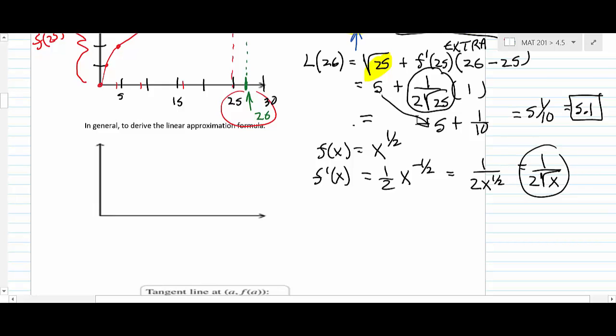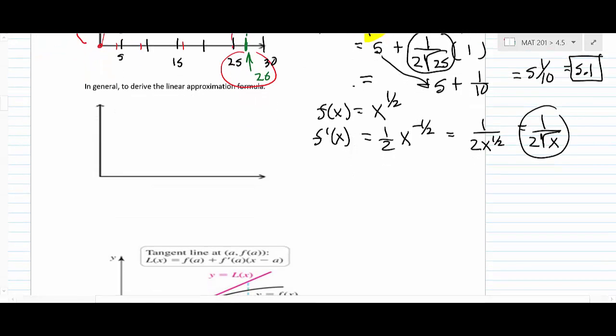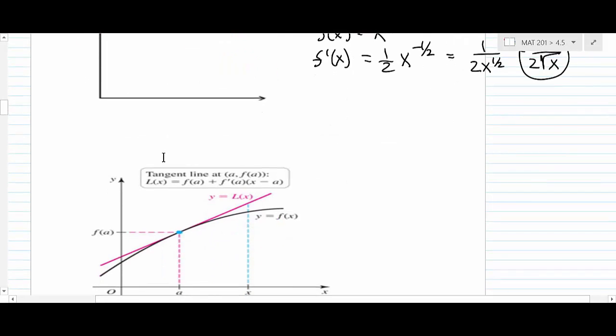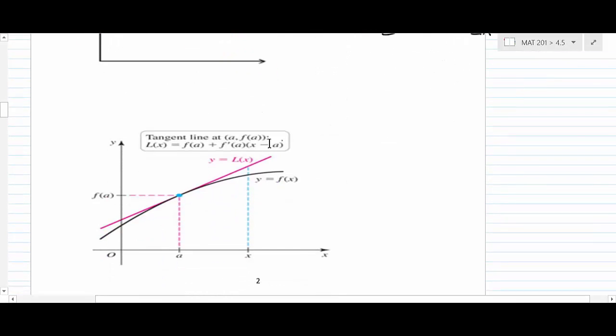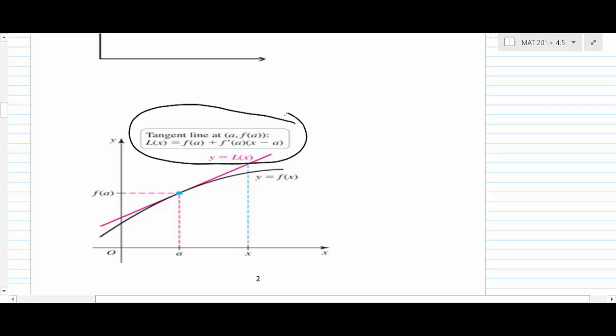Okay, so let's kind of look at, in general, some examples. So I'm not going to derive this. I'm going to go ahead and just show you how we use this linear approximating formula. Now, one other thing that you might want to write down on this, because this will help you remember this formula, is you already know the point slope formula. So I'm going to do this one more time.